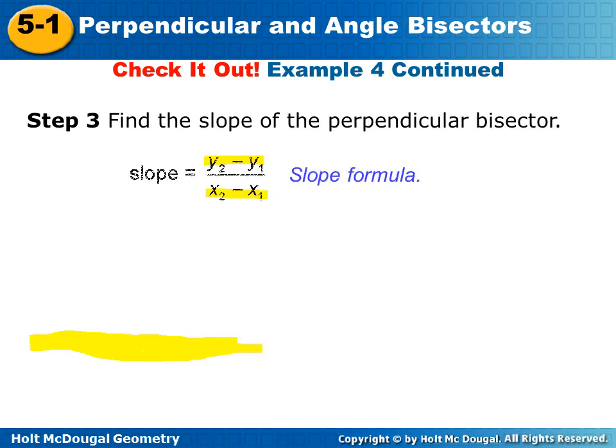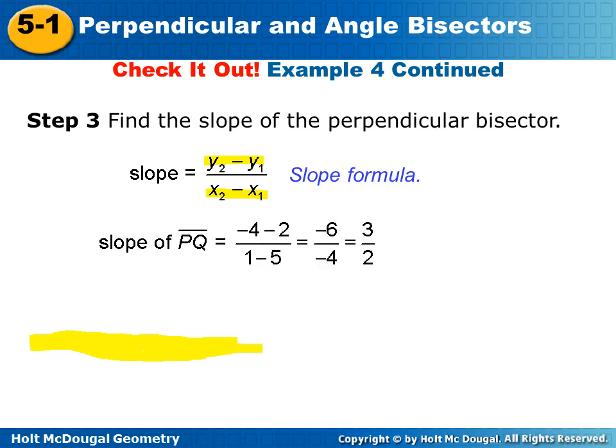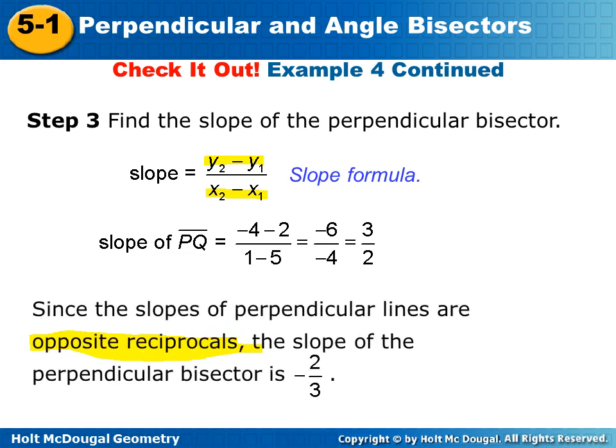To find the slope of the perpendicular bisector, we use our slope formula. Make sure that you remember this formula because we will be using it over the next couple of weeks with our coordinate proofs. The slope of PQ is negative 4 minus 2, which is negative 6, over 1 minus 5, which is negative 4. Negative 6 over negative 4 reduces to 3/2. Since the slopes of perpendicular lines are opposite reciprocals, make sure you know that too, the slope of the perpendicular bisector is negative 2 over 3, and that's the opposite reciprocal of 3/2.